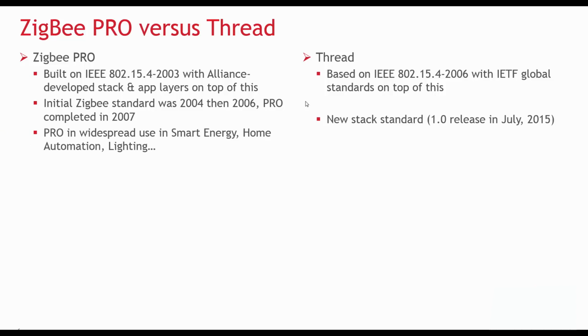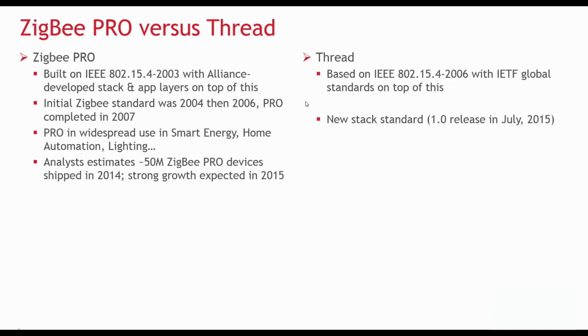ZigBee Pro is in wide deployment among smart energy, home automation, and commercial lighting use cases, with over 50 million devices shipping worldwide in 2014, and 2015 is expected to easily exceed that figure. ZigBee Pro-based home automation systems are available at most major home furnishing retail chains in North America, each with a multi-vendor ecosystem of connected devices. And ZigBee Pro is used by British Gas to provide energy monitoring and smart metering solutions in the home for millions of customers across the UK.